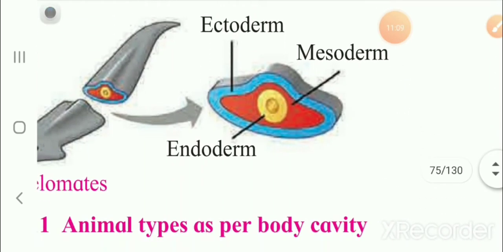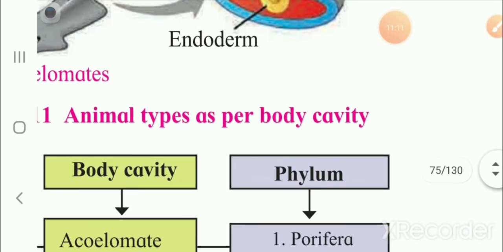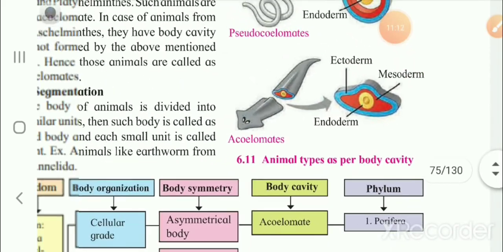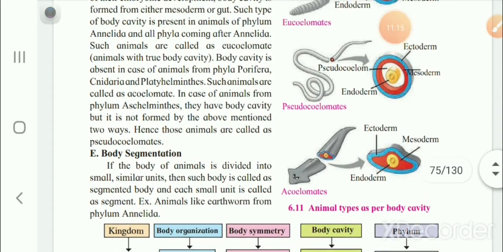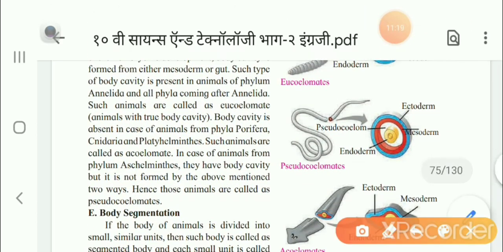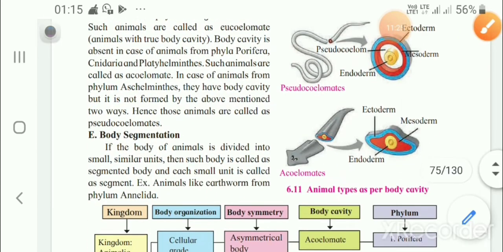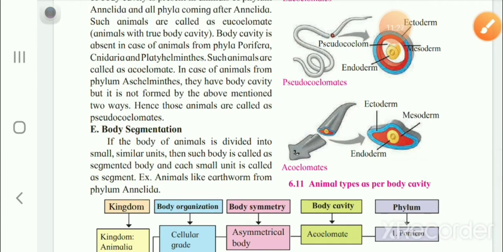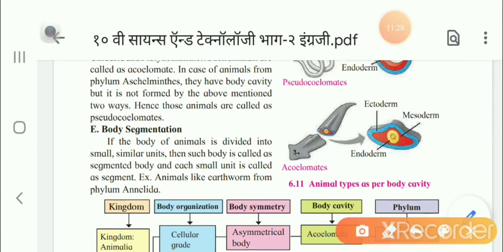Now let us tell you that this part is cancelled for you. This full part is cancelled. Again, body segmentation is also cancelled.